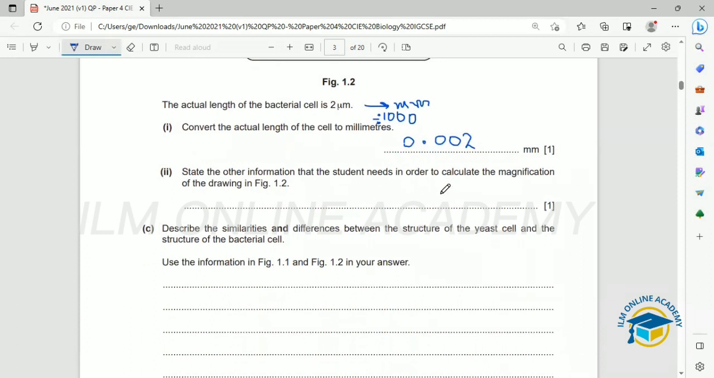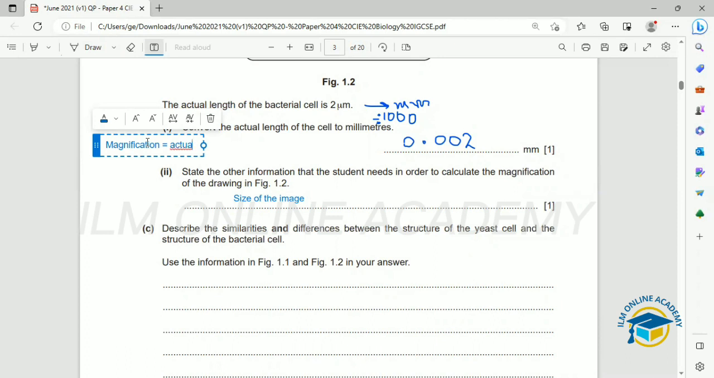State other information that the student needs in order to calculate the magnification of the drawing. So the formula for magnification is the size of the image divided by the actual length. The actual length is given, so the student needs the size of the image. Magnification equals size of the image divided by actual length.